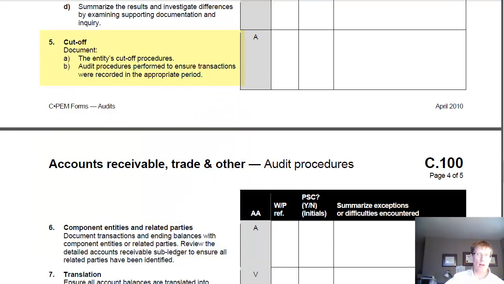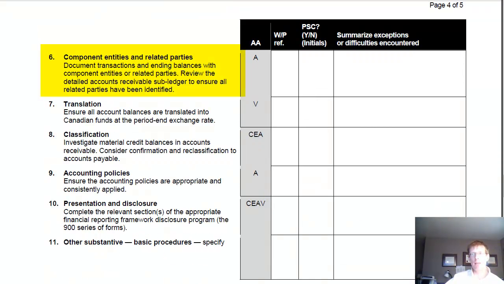Next we have our cutoff procedure. So here we're largely going to be trying to document what the entity's cutoff procedures are and documenting whatever audit procedures we have performed to ensure the transactions were reported in the appropriate period. Number 6 asks us to document the transactions and ending balances with component entities or related parties. This is mainly a GAAP disclosure requirement. The other thing we need to keep in mind is that these sorts of transactions, if they are an affiliate that is either significantly influenced or is consolidated or a joint venture, that there's going to be some sort of elimination required of those intercompany transactions.